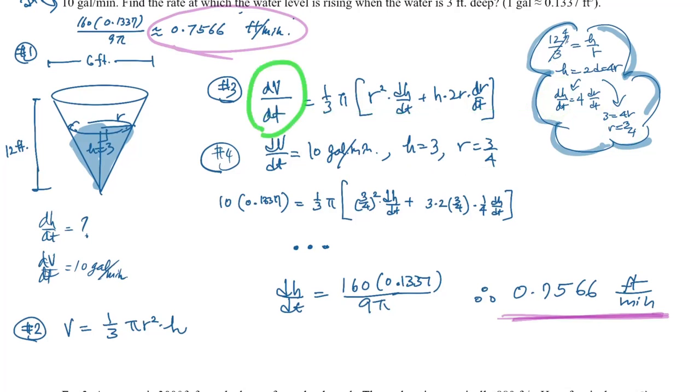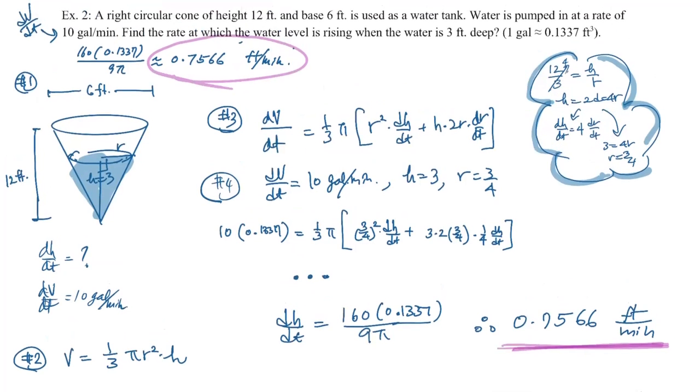And then dV dt is 10 gallons, but we need to convert that into feet per second. So we do the conversion factor right there that was given to us, right? Anyways, so we plug in a whole bunch of values here, right? And we factor out the dh dt. Bunch of work was done. I didn't want to bore you with that. And then we ultimately came to this, which is about 0.7566 feet. It increases by that feet per minute.